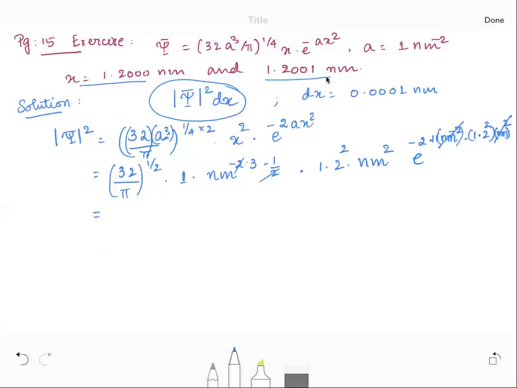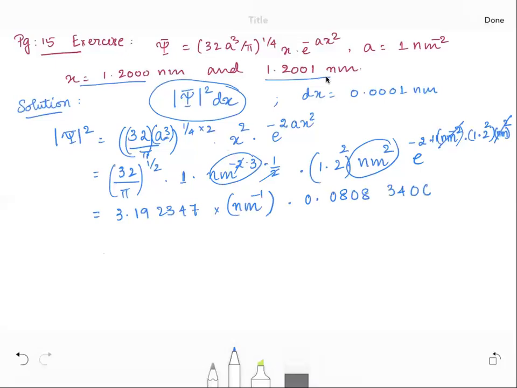I have computed 32 over pi, the square root, in advance. So it's something like 3.192347 something times, we have a nanometer squared here and nanometer raised to the power -3. So these two terms together will give us this, and this is 1.2 squared. So this entire term, 1.2 squared times the exponential term, gives a value of something like this. I computed this in advance.